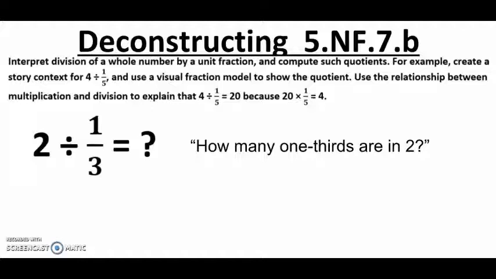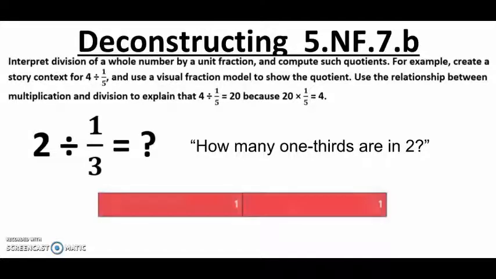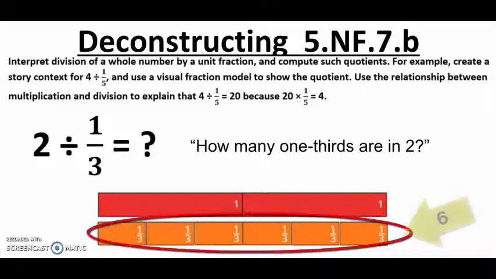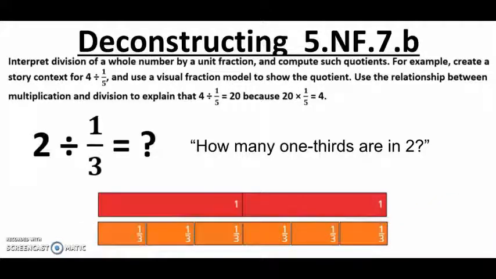To model this, we'll represent the dividend with 2 whole fraction tiles. Then we place a 1/3 tile at the very end to represent our divisor. So now we need to figure out how many 1/3 tiles will fit in 2 whole tiles. The quotient is 6 because it takes 6 1/3 tiles. So which type of division is this? Yes, this is measurement division because we were given the length of each shorter piece of string and we were tasked with figuring out the number of equal parts.